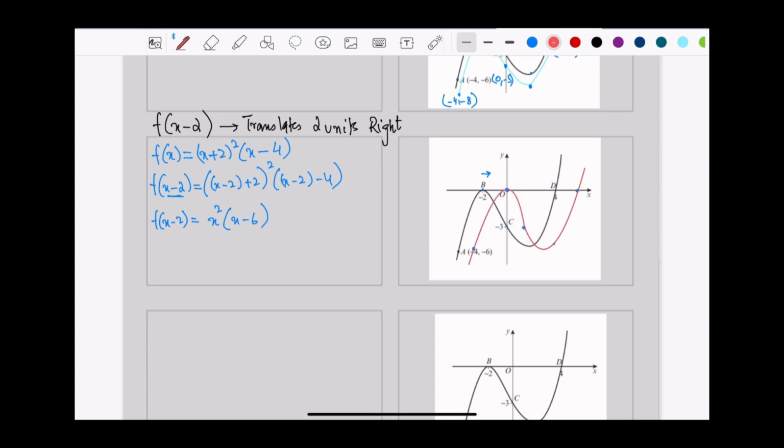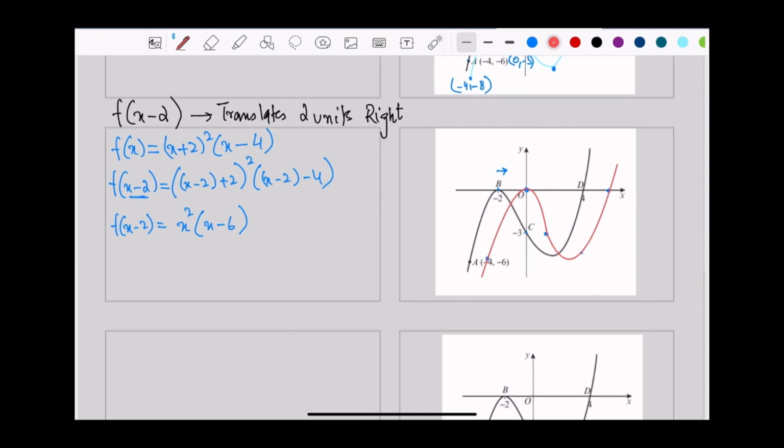Something like this. Now this is going to be 6 comma 0. Point D moves 2 units to the right. Point C moves 2 units to the right, which makes it, which was initially 0 comma negative 3, is going to be 2 comma negative 3. Note that only the x coordinate is changing because it is moving left or right. So the point which was at negative 2 comma 0, after moving 2 to the right, is going to be 0 comma 0. And this point here is going to be at negative 2 comma 6.